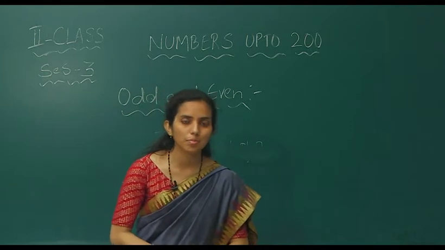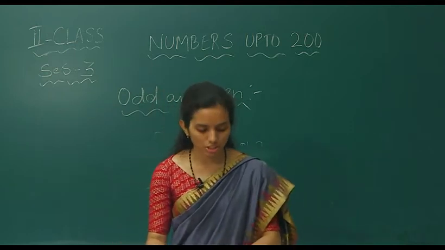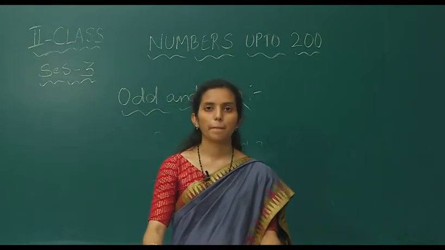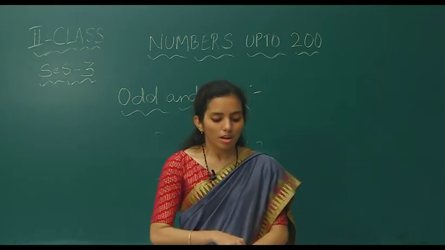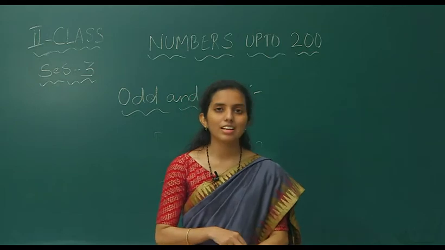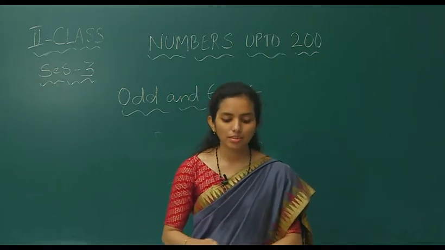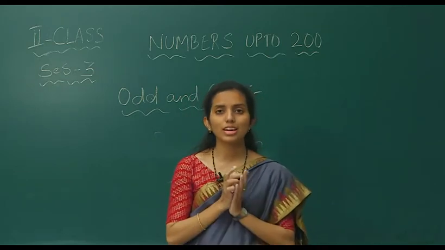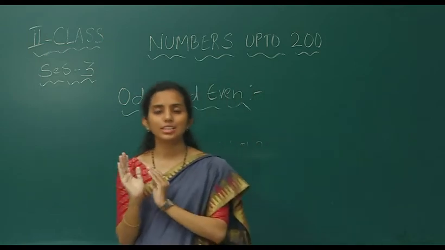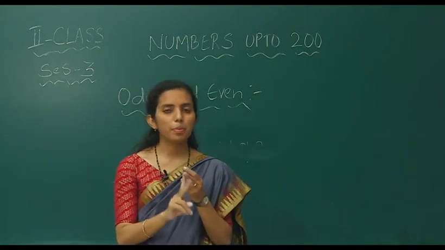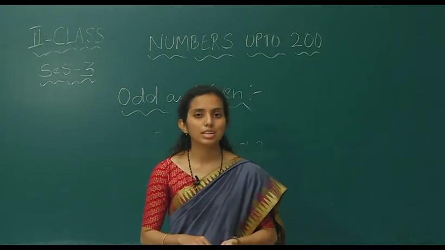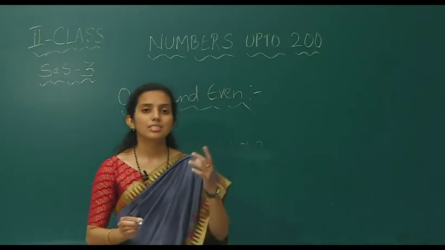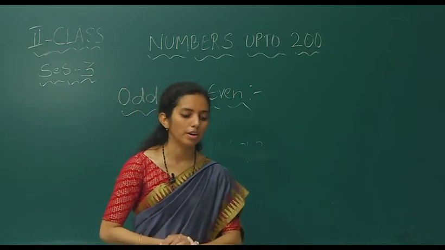So in our textbook, all of you open page number 22. First example, he has given us 17. All the chocolates are made into 8 pairs. Every pair is having 2, but one is left over. So what does it mean? It means that 17 is an odd number.